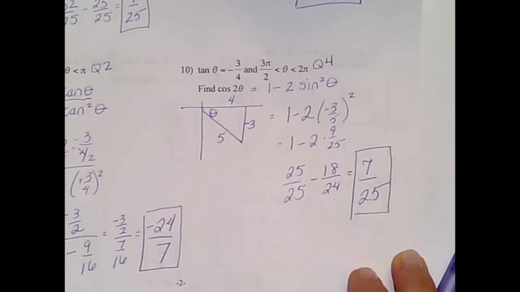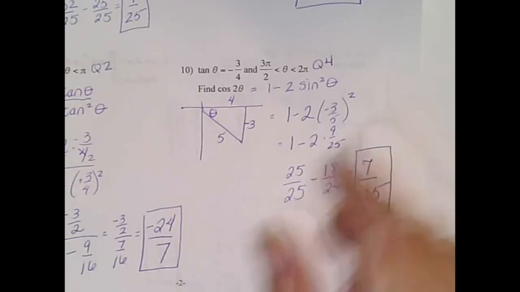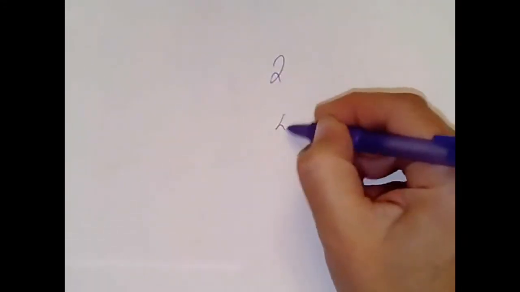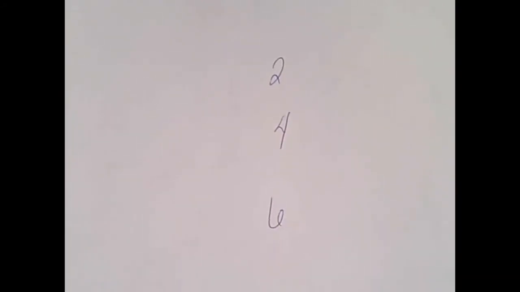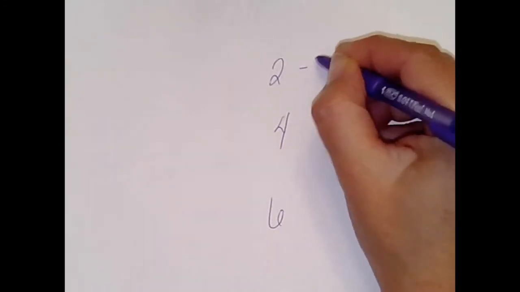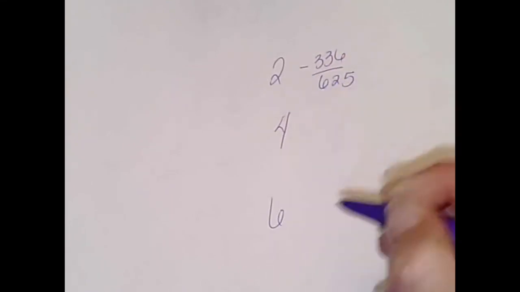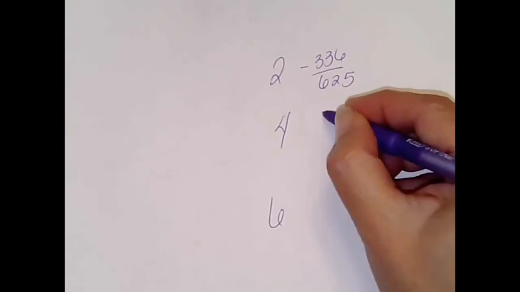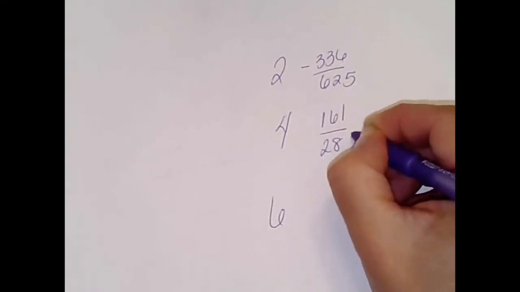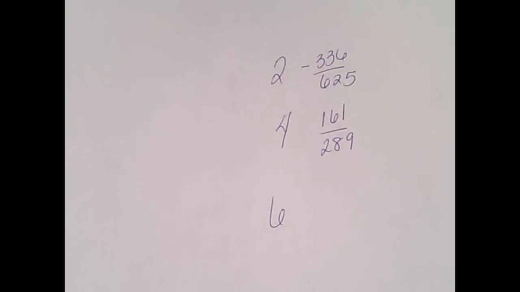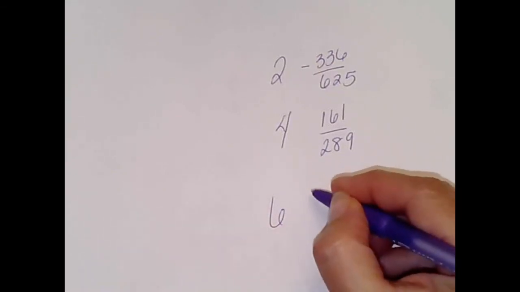Do you want to know the answers for the first ones? Did we not give them to you? I think you know. So what do we need the answers for? 2, 4, and 6. In case you don't have them, let me dig them up somewhere. 2, 4, and 6. The answer for number 2, negative 336 over 625. The answer for number 4 is 161 over 289. And then the answer for number 6 is 24 over 7. In case you don't have those, you do now.